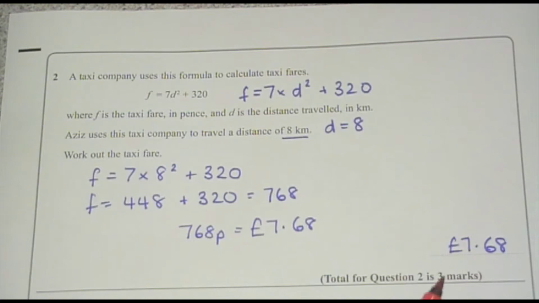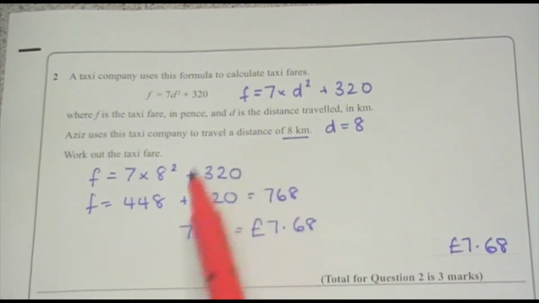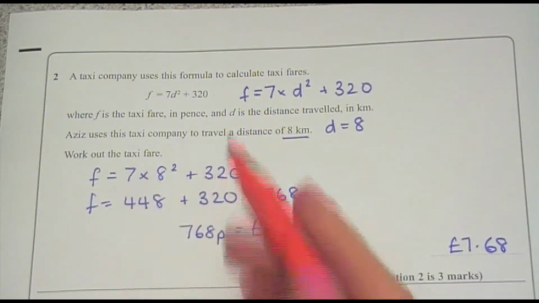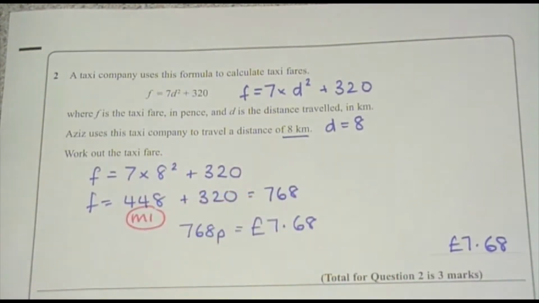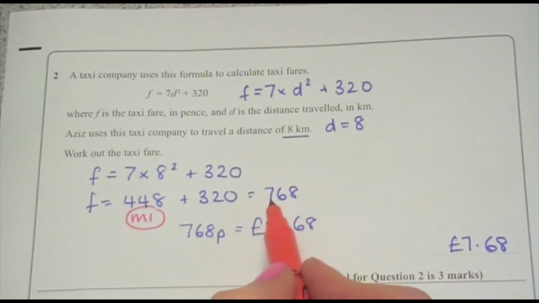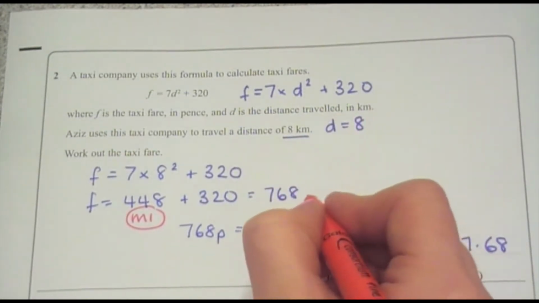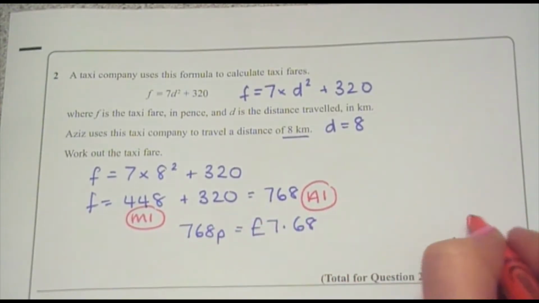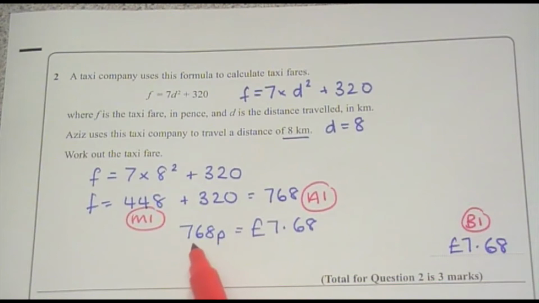Now to show where to get the marks, the first mark needs to show that I've done 7 times 8 squared, or that they've seen 448 somewhere. That would give me the first mark. My second mark is that the marker can see that I've calculated 768 as my answer. And the third and final mark is that I have changed it into a monetary answer. So effectively I've written it in money terms. So it needs to be written correctly either in pence or in pounds and pence. It doesn't matter.